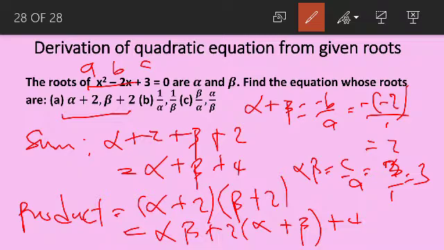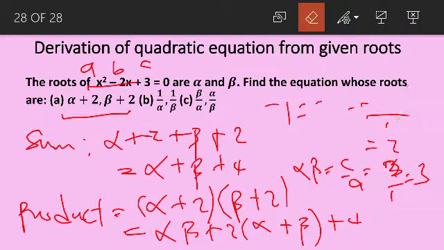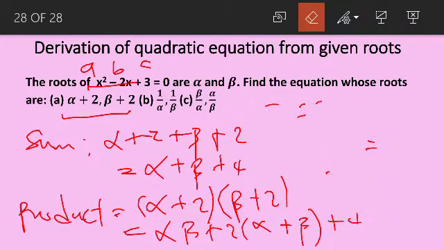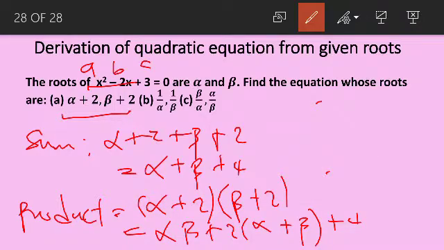Okay, so if we substitute that now into our sum and product of roots, you can write that down somewhere. Alpha plus beta is 2, then alpha beta is 3. Okay, so if we substitute the value here, your alpha plus beta is 2, so plus 4, that gives us 6. You see that?